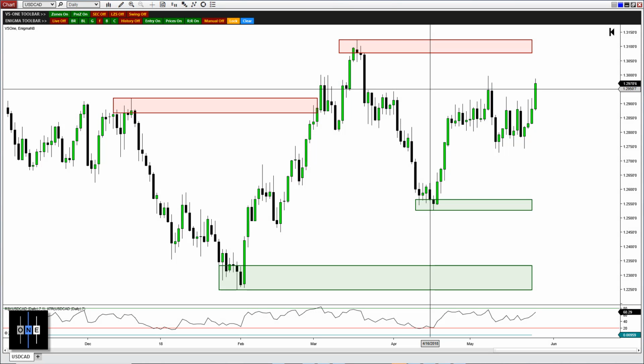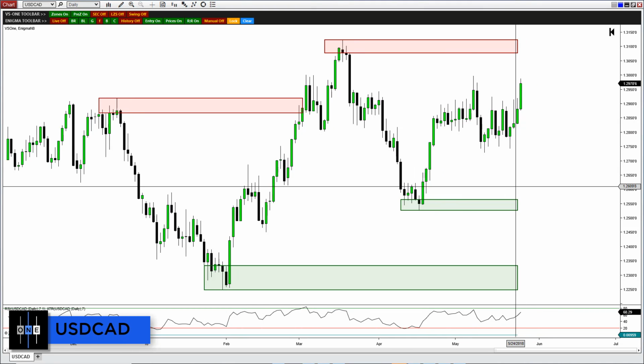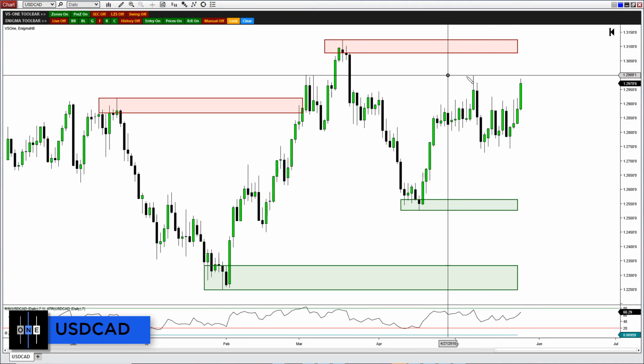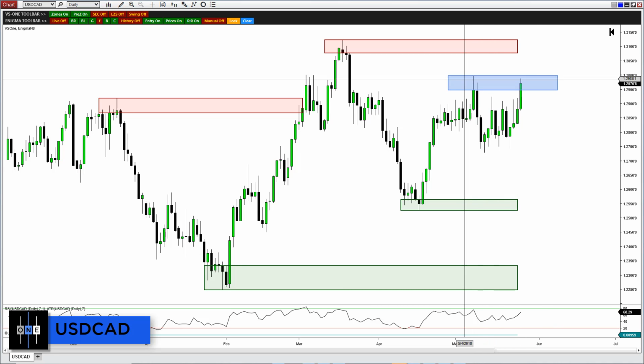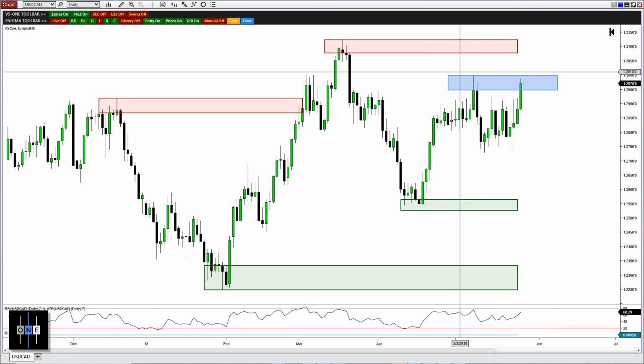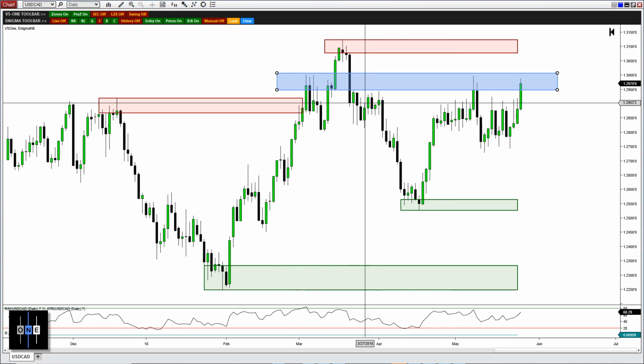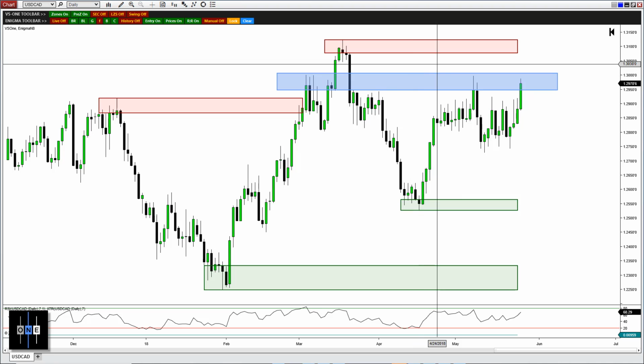The next pair that we're going to take a look at is the loonie, the dollar Canada. And dollar Canada is sitting right at a decision point. And I'll explain what that means in a little bit. But you can see we're sitting right at previous structure high, so a previous level of structure resistance. We can even look left and see the left shoulder of our bigger head and shoulders here came to that level as well. And we're also sitting below a previous level of resistance too.